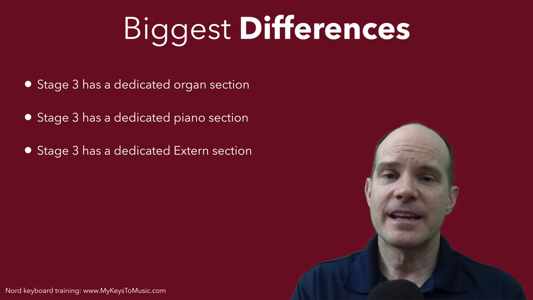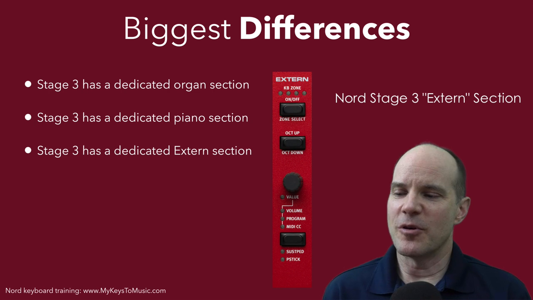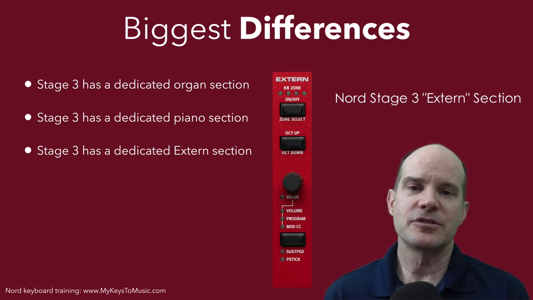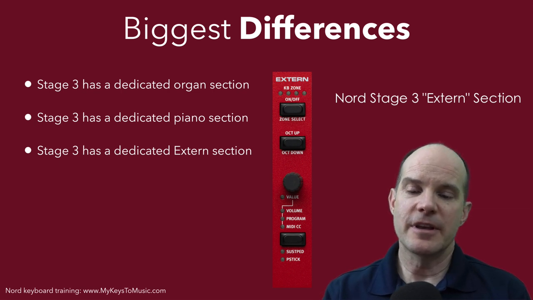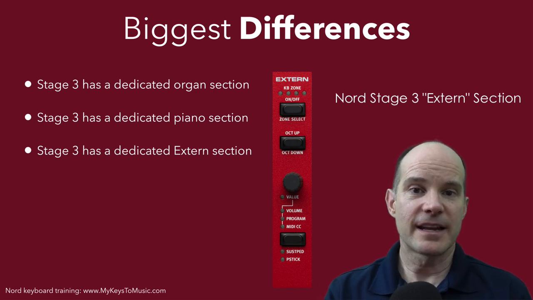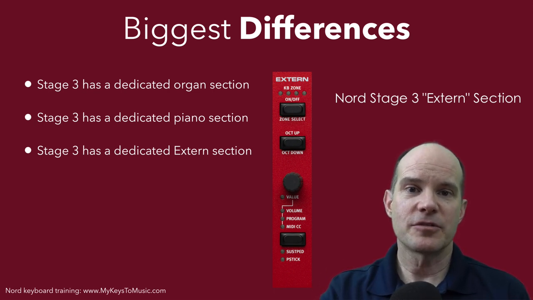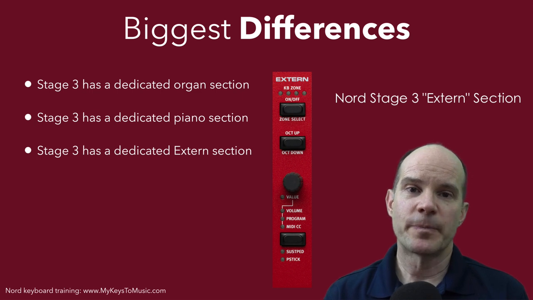The Stage 3 has a dedicated Extern section. An Extern section, really, that's something proprietary to Nord, but what it allows you to do is better control an additional keyboard, where if you split your Nord Stage 3, that split can be transferred to the keyboard it's connected to. You can also, with a click of a button, turn on and off your ability to send MIDI to that keyboard. You also have the ability to change the volume of that secondary keyboard right from the Stage 3, as well as send a control change number. And there's a few other notable features on the Extern function.